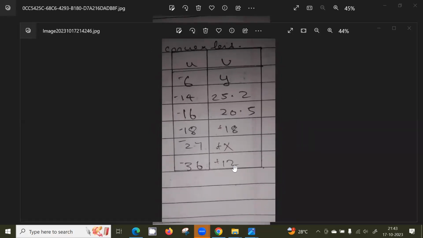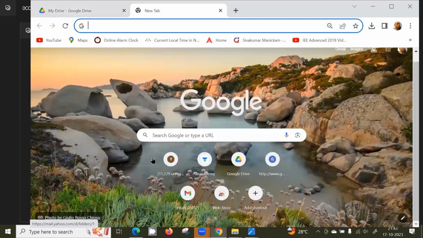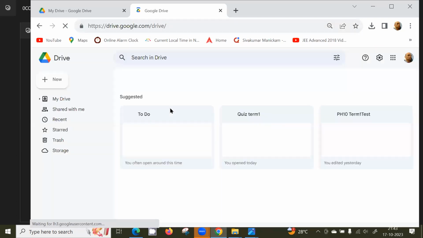Sir, in that case, we can see that u and v, minus 18 and plus 18, are equal. So we can say that f is equal to v by 2. So f will be 9 centimeters, sir.